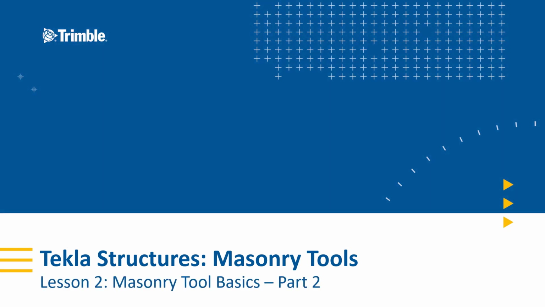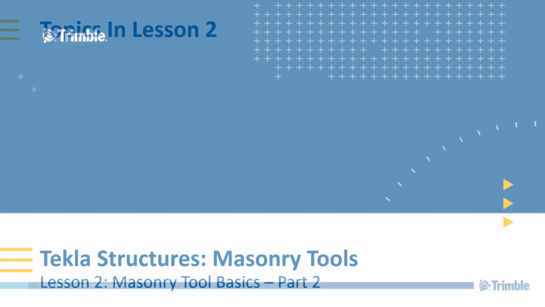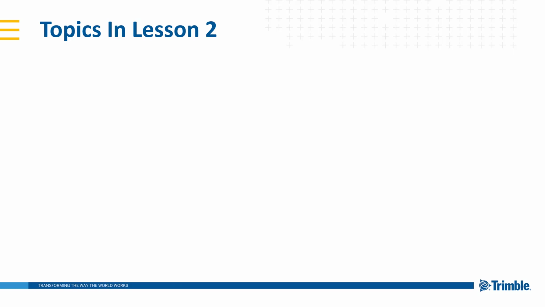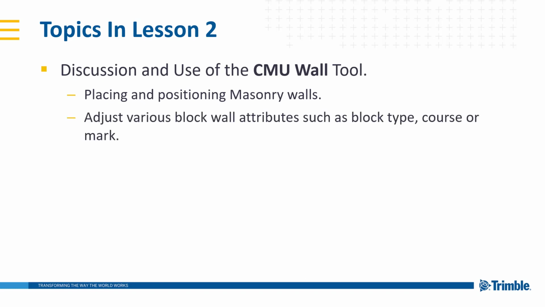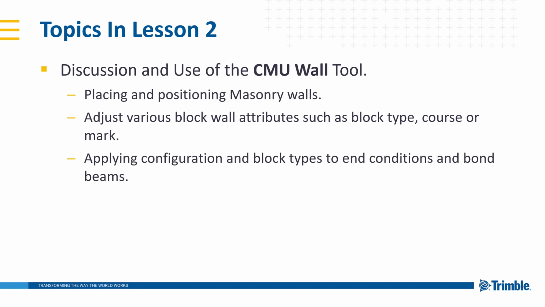Tekla Structures Masonry Tools, Lesson 2, Masonry Tool Basics, Part 2. Topics in this lesson include the discussion and use of the CMU Wall Tool, specifically placing and positioning masonry walls, adjusting various block wall attributes such as block type, course, or mark, applying configuration and block types to end conditions and bond beams, and adding and adjusting reinforcement.